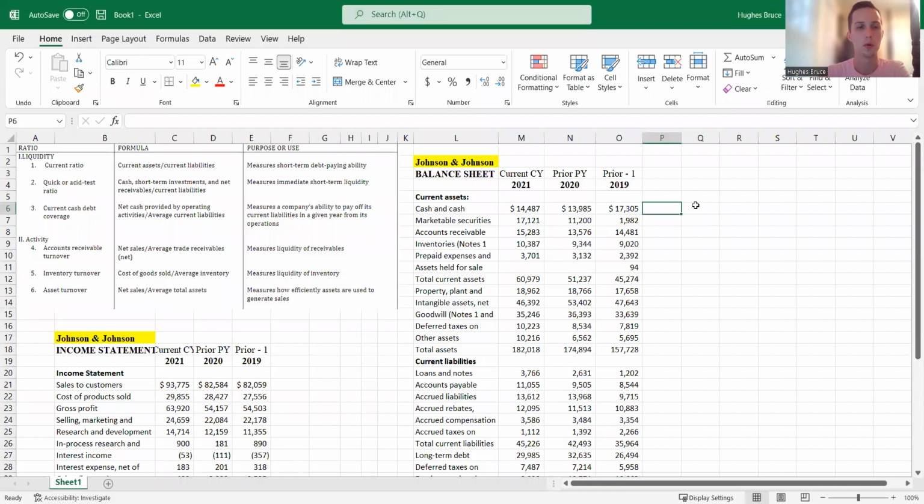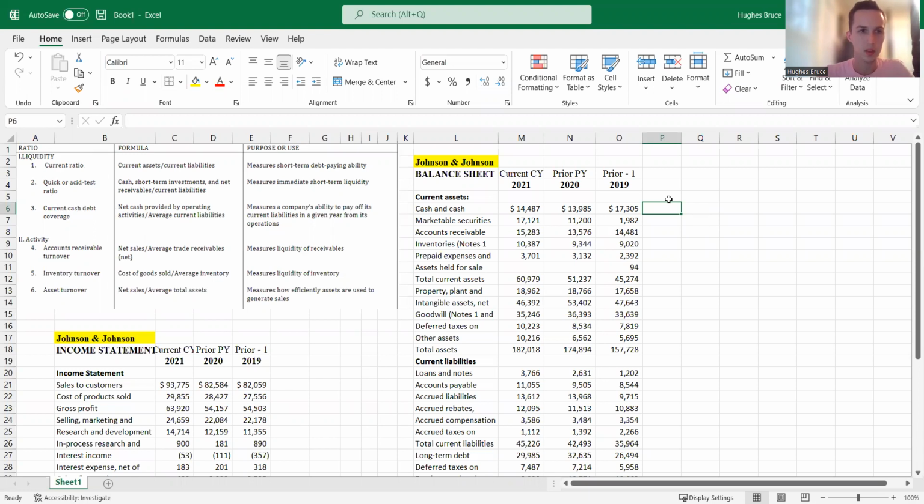Today we'll be going over a few financial ratios that are commonly used in financial statement analysis, and we'll just jump right into it. I'll just share my screen, and we will get into it. So some of the most common financial ratios are the liquidity and activity ratios. There's also the profitability and solvency ratios, and we'll get to that in a separate video.